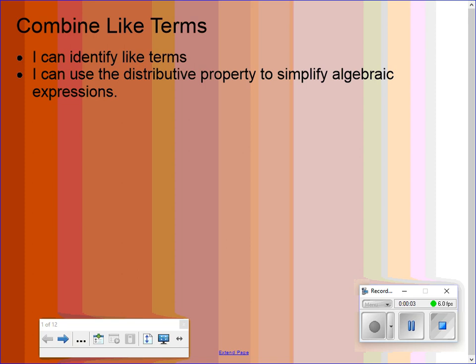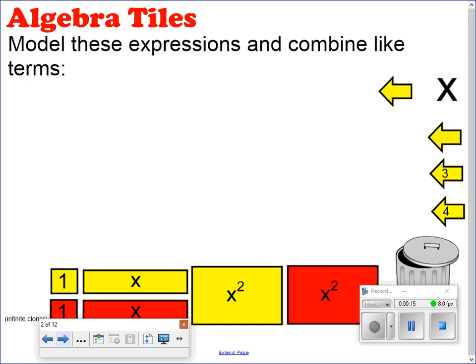In this lesson, we're going to talk about combining like terms. By the end of this lesson, you should be able to identify a like term, and you should be able to simplify expressions by combining like terms. One of the things that we like to use to help us gain an understanding of what a like term is and how we combine them is through the use of models such as algebra tiles.